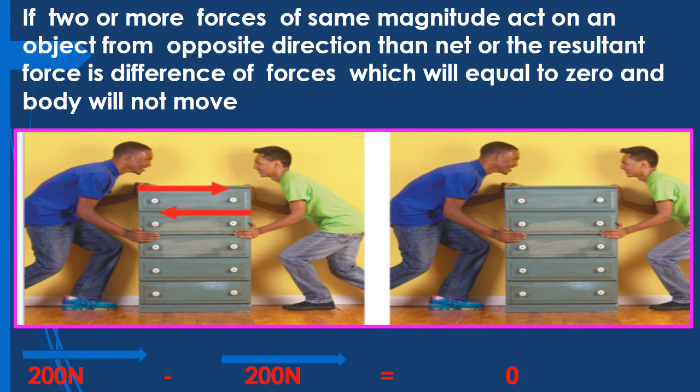But the direction is opposite. So we take the difference of the two forces. Now what is the difference going to come? It is 0. It is equal to 0. So in this case, the object is not going to move.